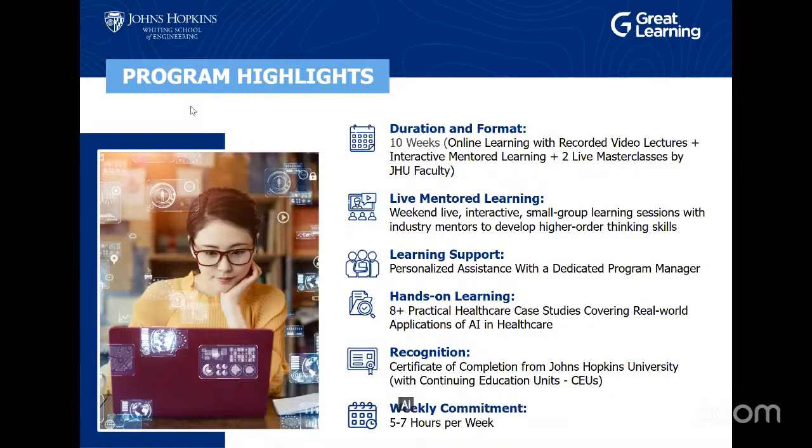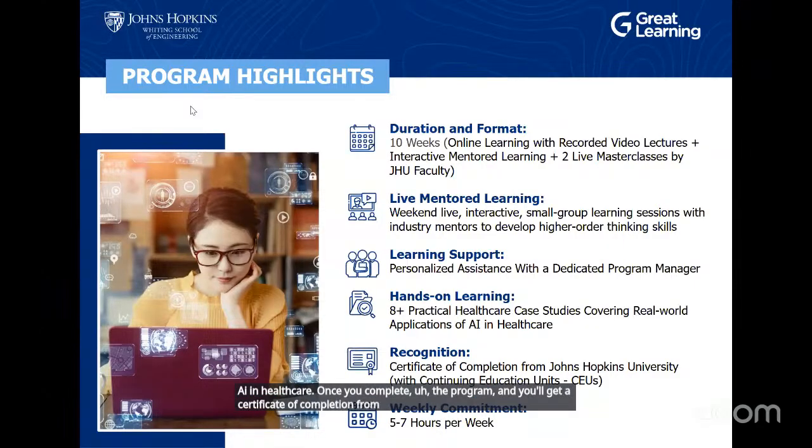Once you complete the program, you'll get a certificate of completion from Johns Hopkins, along with continuing education units, which is the CEUs, to demonstrate the amount of effort that has gone from a learner in completing the program. So you'll get both the certificate of completion as well as the CEUs.